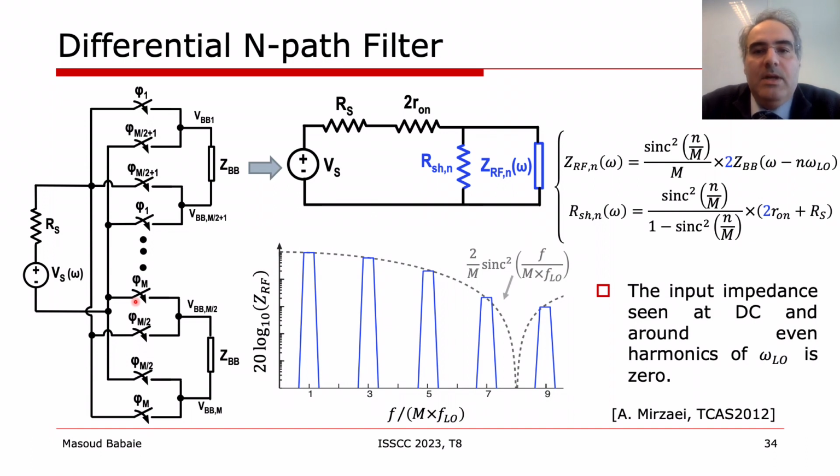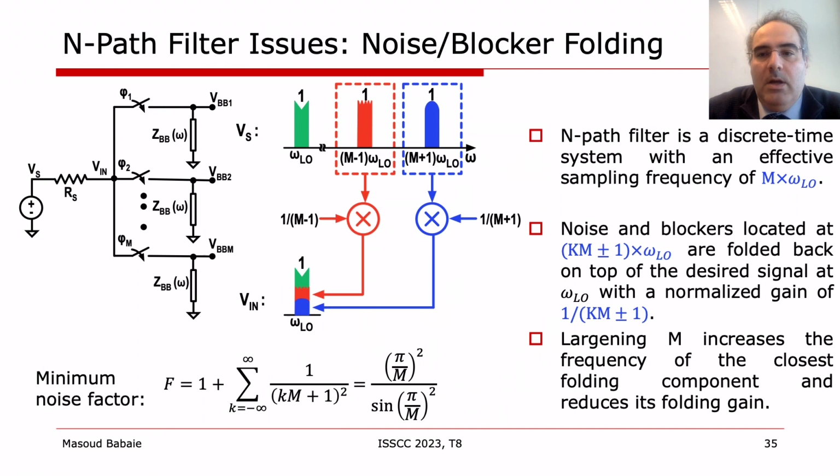This figure shows a conceptual implementation of a differential M-pass filter with its corresponding model. Note that the number of the switches increases by a factor of 2, but the number of baseband impedances is reduced to half, and each baseband impedance is connected to two 180-degree out-of-phase clocks. Moreover, by moving to the differential structure, the harmonic responses at DC and even harmonics of the LO frequency disappear. The next problem is the noise and blocker folding.